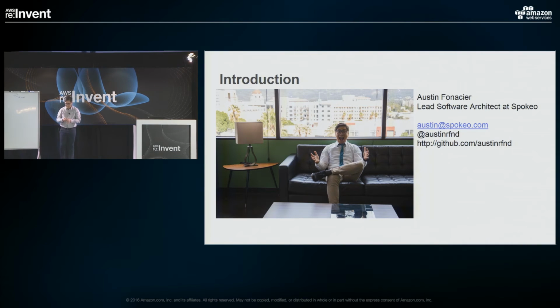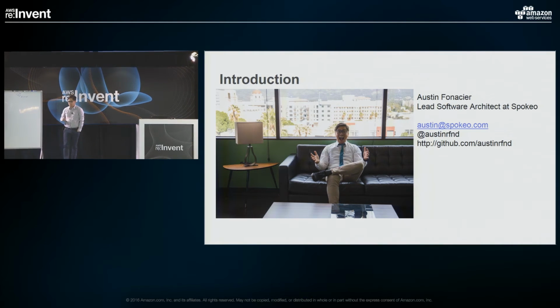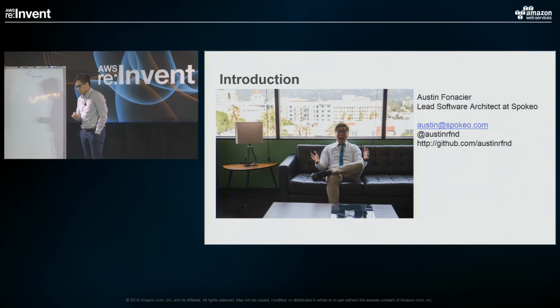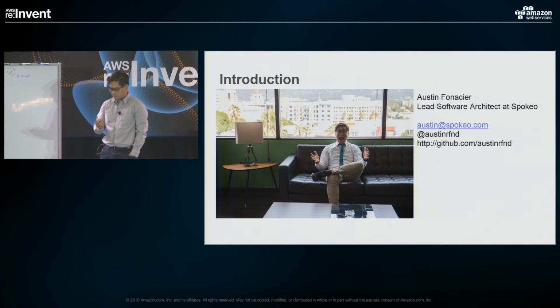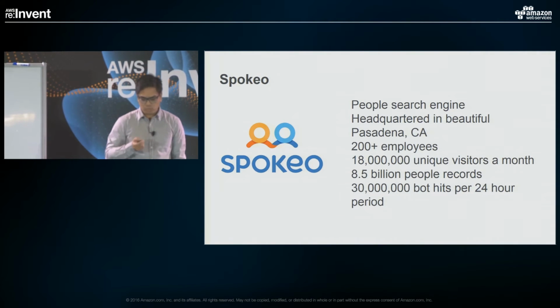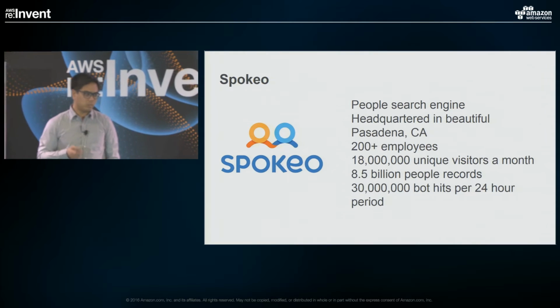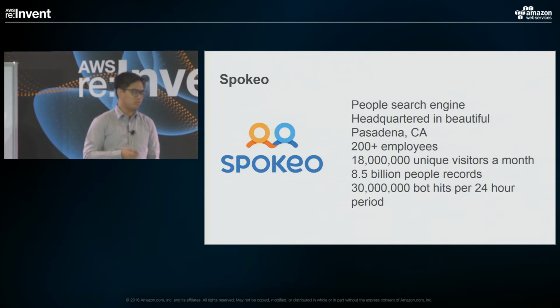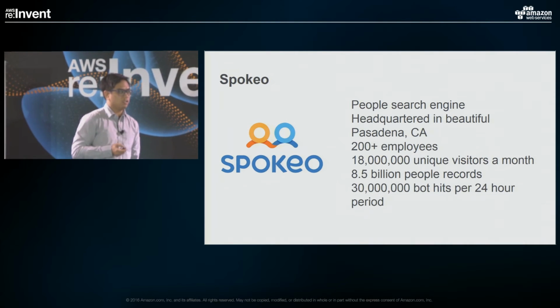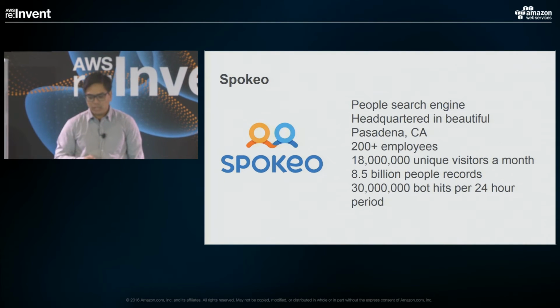Thank you, Saji. For those who don't know who I am, Austin Fonacier. I'm the lead software architect here at Spokeo, and below is my contact information in case you want to send me hate mail. For those who don't know what Spokeo is, we are a people search engine. We're based out in Pasadena, California. Think Rose Bowl, Rose Parade. That's where we're at. Currently, we're hovering just over 200 employees.